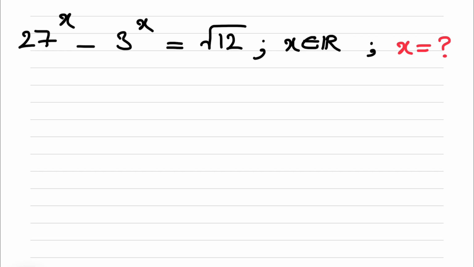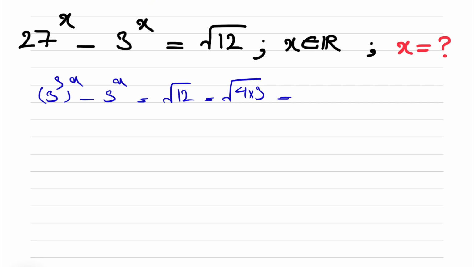We know our x belongs to R and we need to figure out the value of x. So we're going to start with 27. First thing that comes to mind is that we know 27 is 3 cubed. So we're just going to start with that. 3 cubed all to the power of x minus 3 to the x is equal to square root of 12, which we know square root of 12 is 4 times 3. So here our 4 can get out of the square root. This will be equal to 2 square root of 3.